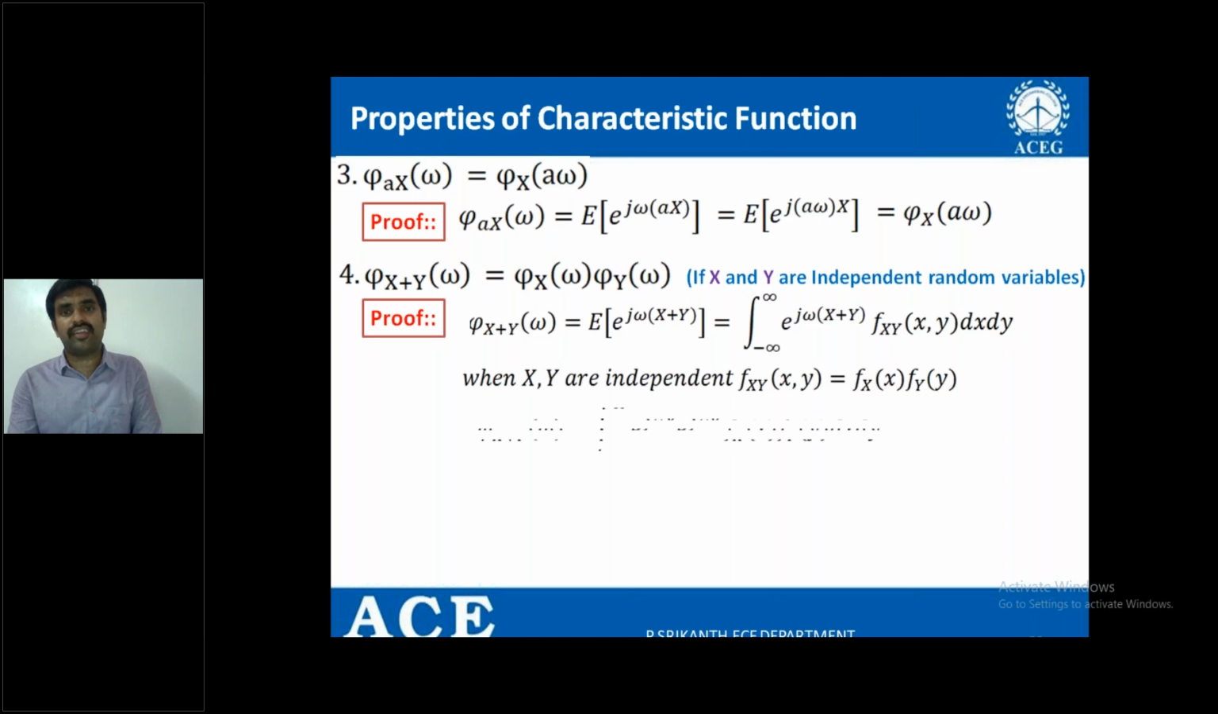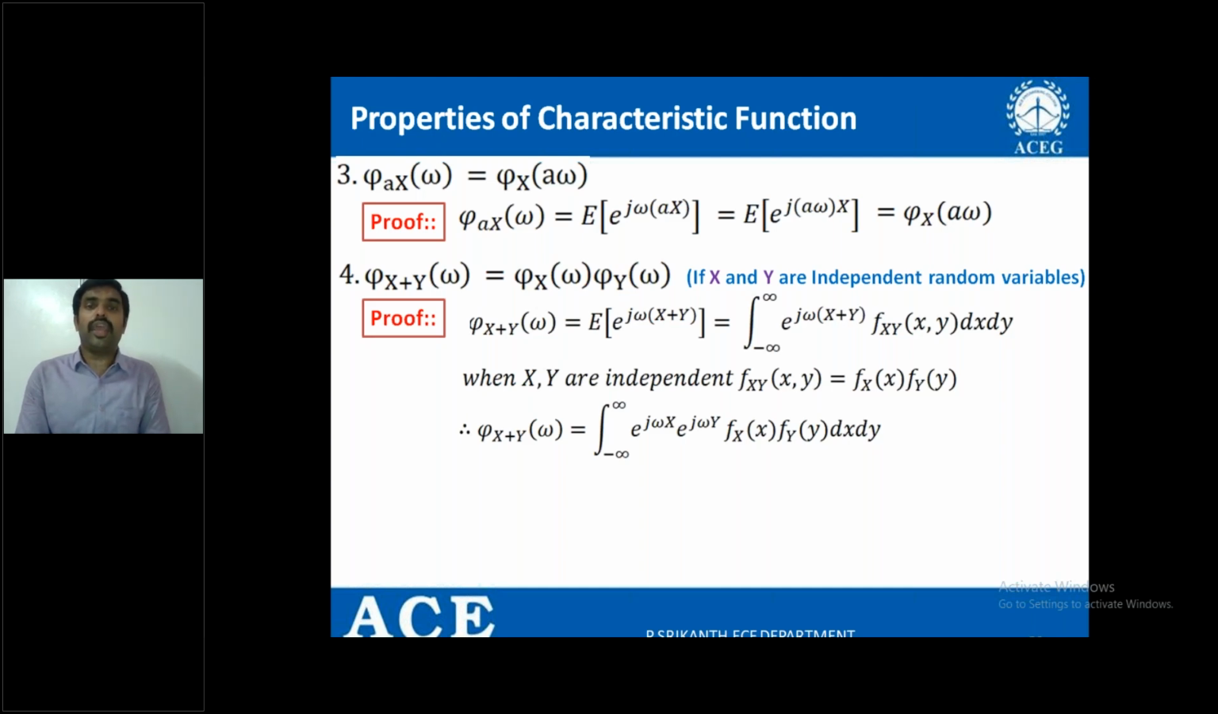So by using this relation, if I substitute this, how can I write phi x plus y of omega? Phi x plus y of omega equals the integral from minus infinity to plus infinity of e power j omega x into e power j omega y into fx of x into fy of y into dx into dy. That is, e power j omega into x plus y is expanded here, and the relation for fxy of x comma y is substituted here. So therefore, I'm just separating this into two integrations.